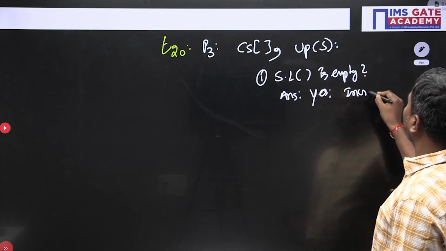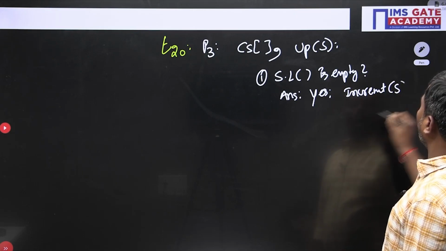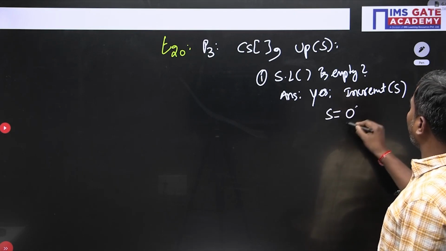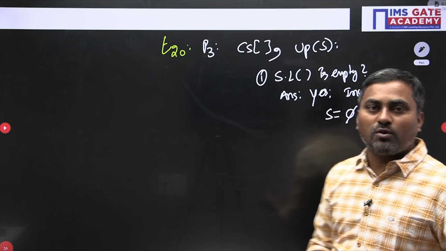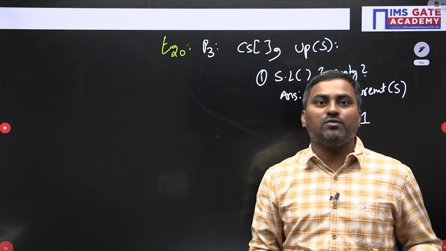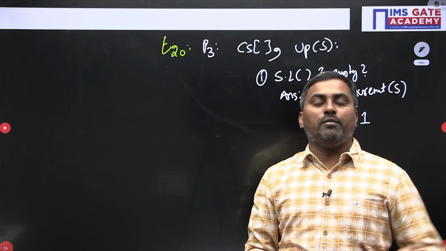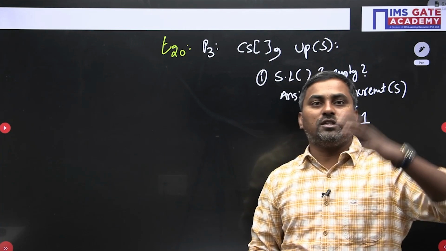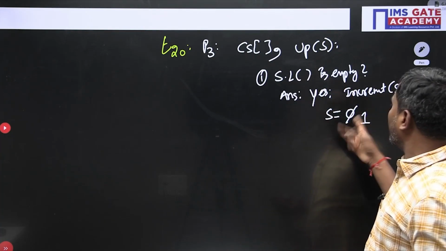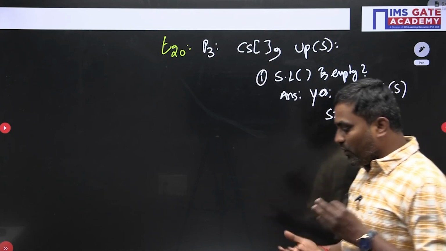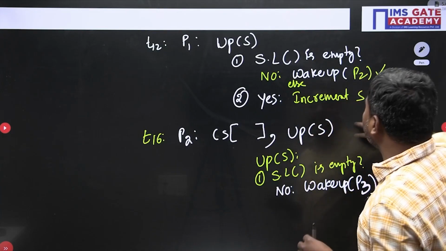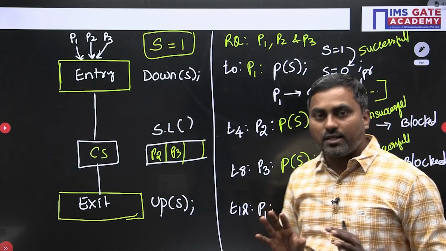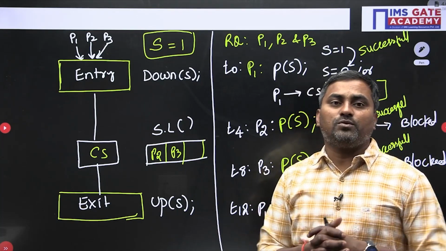So empty means what should I do? Increment. So increment the S value. Right now the S value is 0, so I am incrementing it to 1. This means all the blocked processes got successfully executed. Now you can make S equal to 1. If any new process tries, it will definitely succeed. So this way you understand. This analysis guarantees the mutual exclusion.